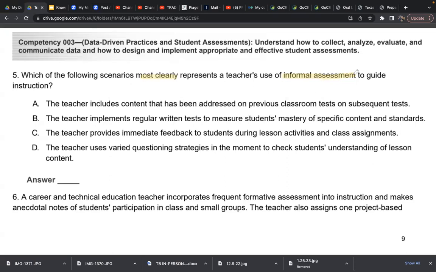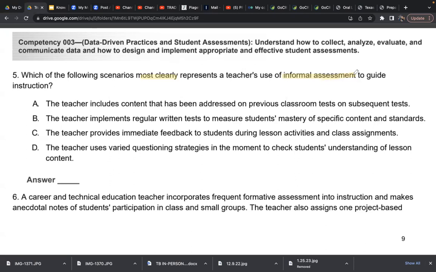So this question is asking us, which one is the most obvious use of collection of data to guide instruction, to drive instruction? And that's what formative assessments do, they help form our instruction. We have informal formative assessments and we have formal formative assessments, but they always form and guide instruction. So let's read these answer choices. You want to read them for me, Gabby?